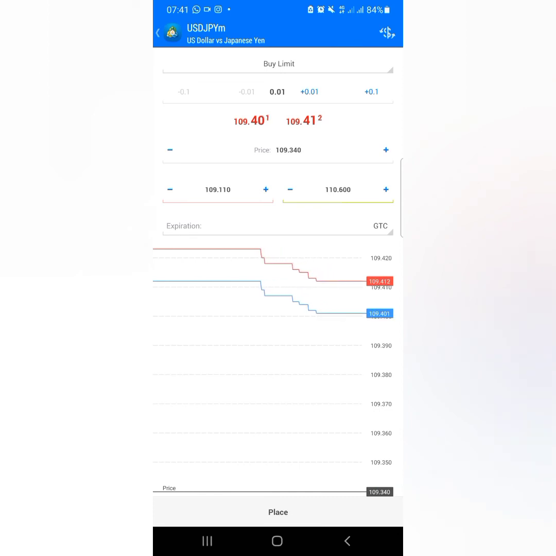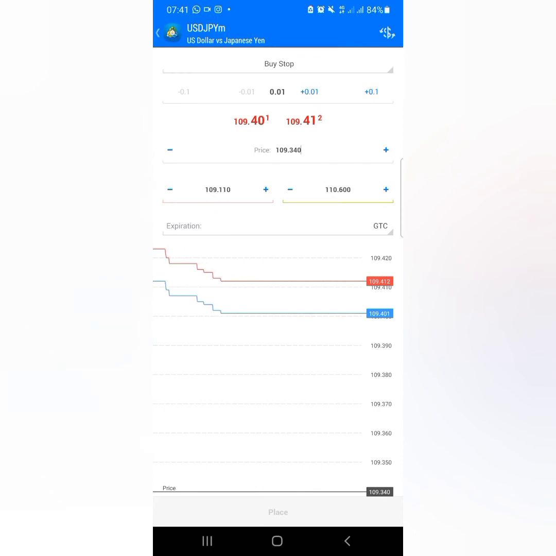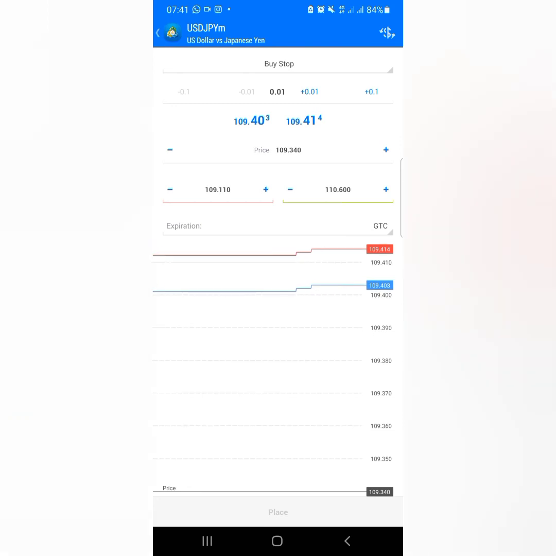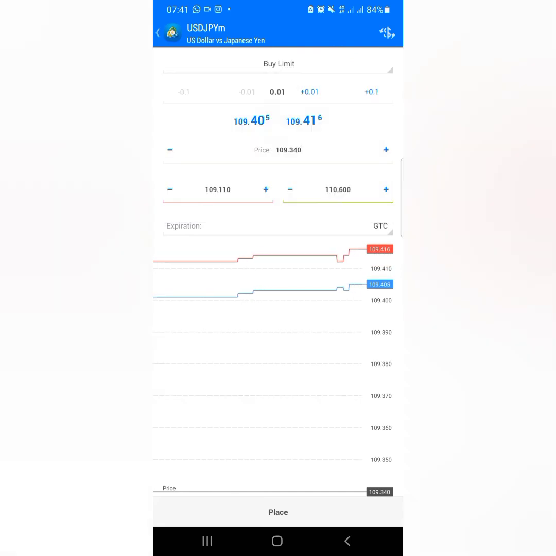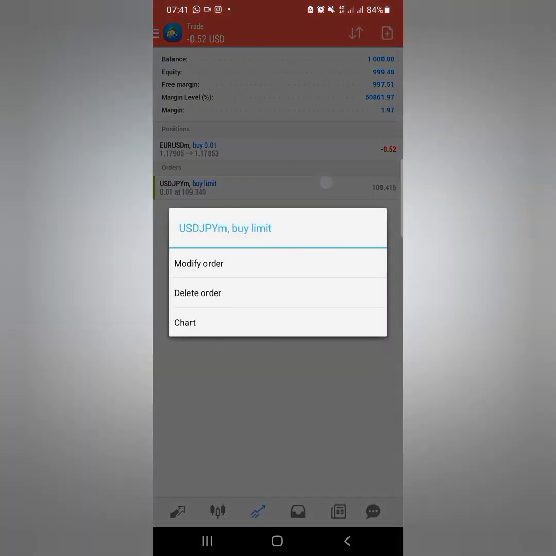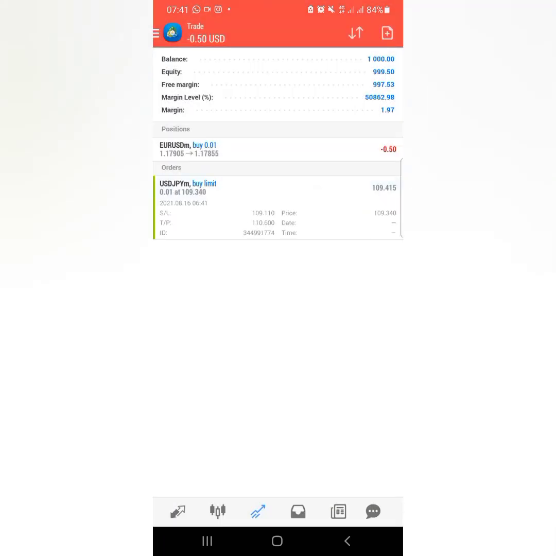But if the price was below, maybe like 109.24, you would use a buy stop order. So you can't use buy stop here. You can see it's not letting me place the order because the current price is above the price at which we want to buy. So we're going to use a buy limit order and place that trade. When the price hits 109.34, this order is going to be executed, and it's going to be running just like this one at the top.